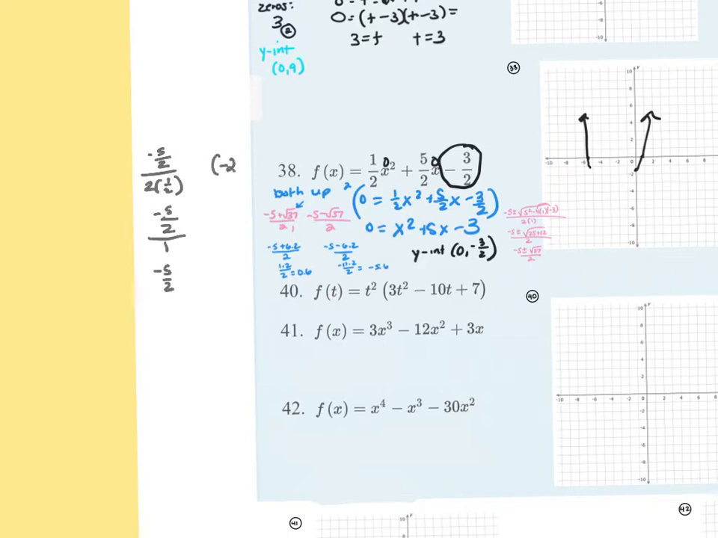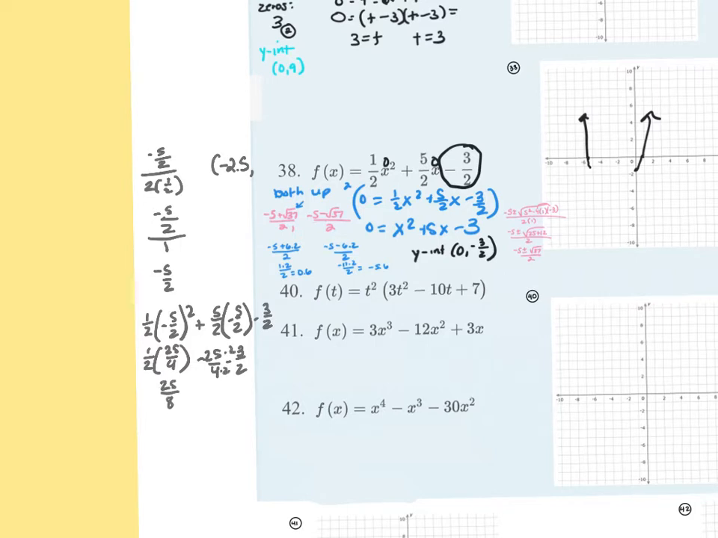So -2.5 is the x coordinate, and then plug that back in. So 1/2 of -5/2 squared plus 5/2 times -5/2 minus 3/2. 1/2 of 25/4 minus 25/4 minus 3 over 2. I get 25/8.